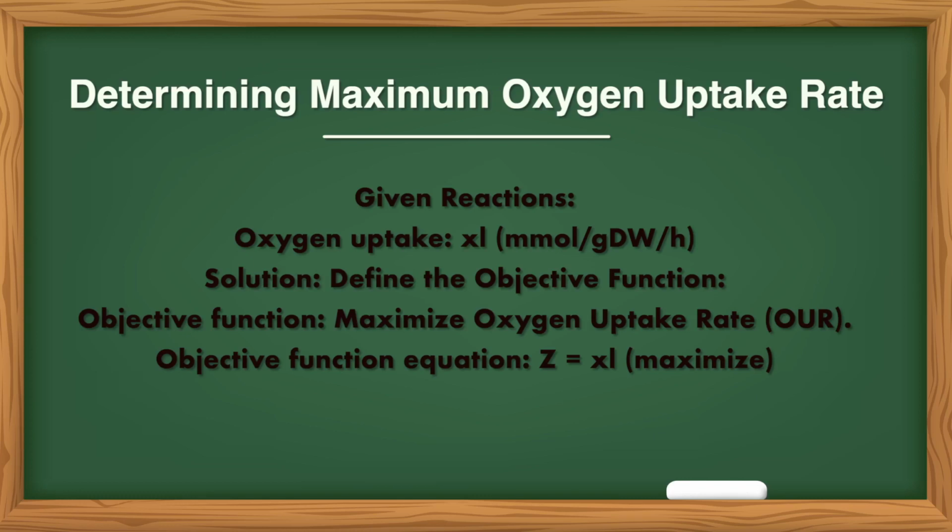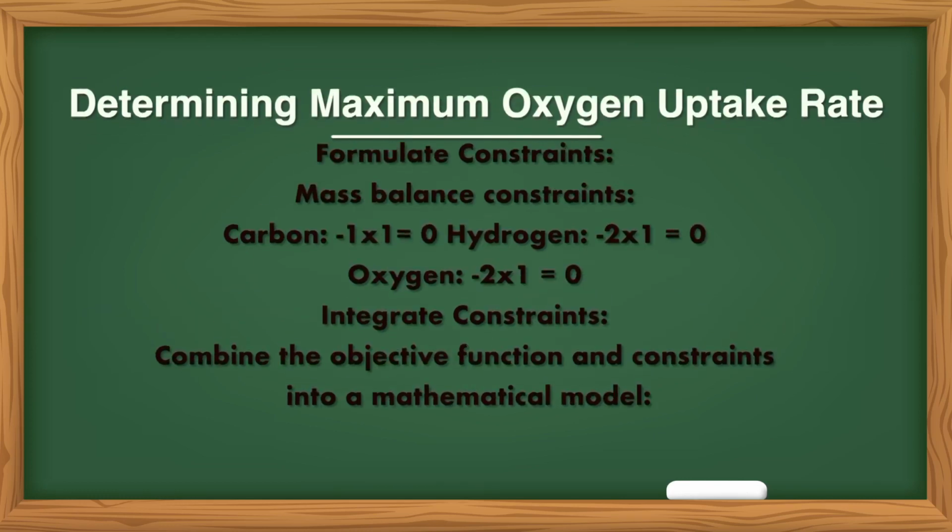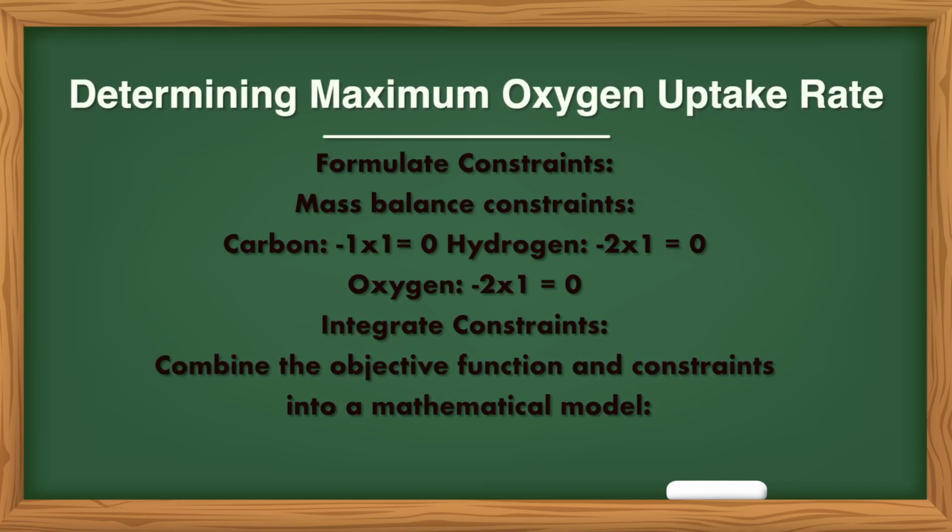Let us formulate the objective function now. Z equals x1, maximization of this x1. In this case, what will be the different constraints? Let us describe the first one as the mass balance constraint. The mass balance constraints are: the carbon constraint will be minus x1 equals 0, the hydrogen constraint will be minus 2 times x1 equals 0, and the oxygen constraint will be minus 2 times x1 equals 0.